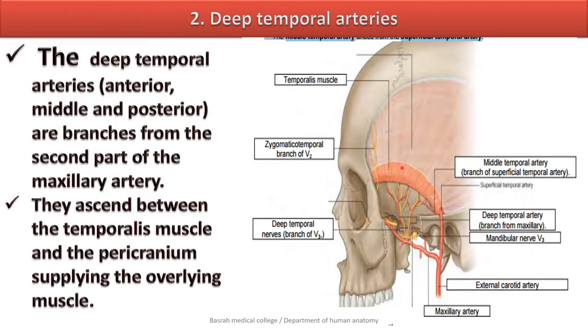اوكي، فهذه اسميها deep temporal arteries، وهي 3 in number: anterior, middle and posterior. الاوريجين مالها من الماكسيلاري artery. Which part of the maxillary artery؟ من second part of the maxillary artery supplying the temporalis muscle.